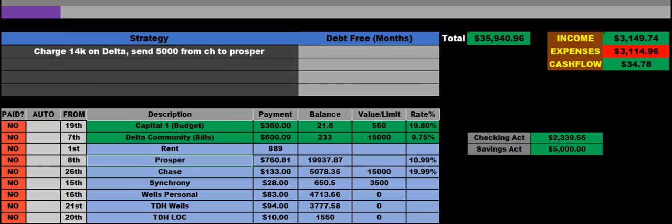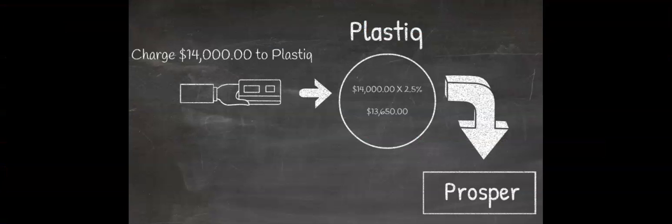So basically what will happen is we will charge $14,000 to Plastique, and then Plastique will take their fee and turn around and transfer the $14,000. 2.5% of that would be $350. And then they would turn around and send the $13,650 to Prosper. So really it's basically the same concept as velocity banking. The only difference is the line of credit that you're using is actually costing you a certain percent.